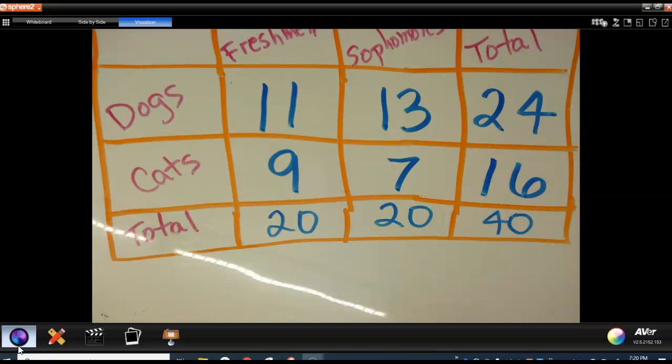And last question, is this statement always true? A 10th grader is more likely to own a dog. No, you can't say that. Not from this data. So the answer to that is no.